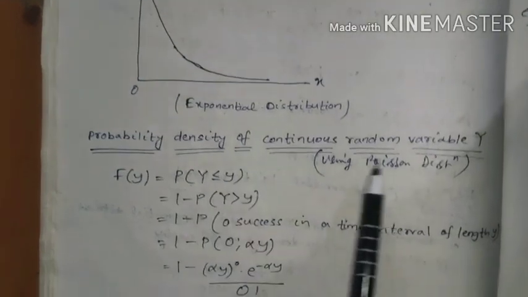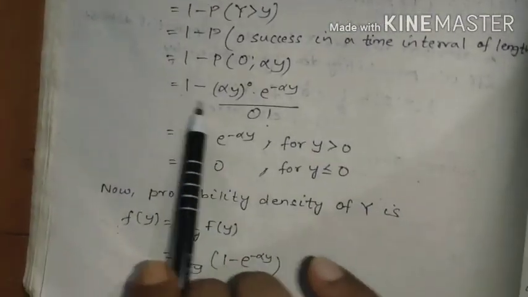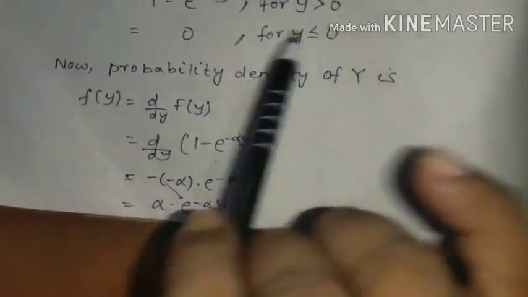The probability density of a continuous random variable: F of y equals P of Y less than or equal to y. So what is the value? Now 1 minus this, and it is 1 minus e to the minus alpha y for y greater than 0, and 0 for y less than or equal to 0.